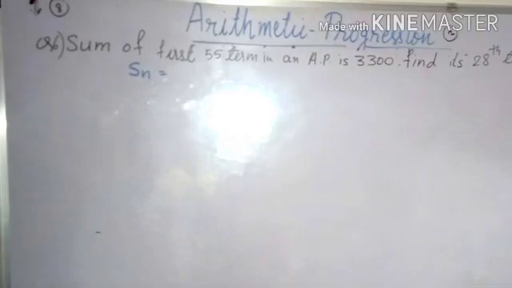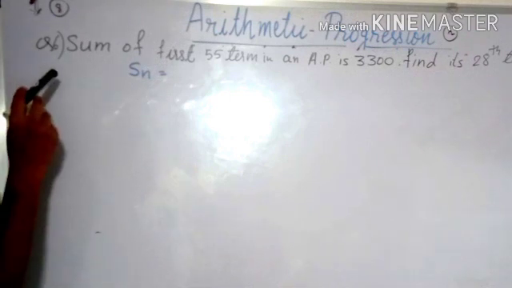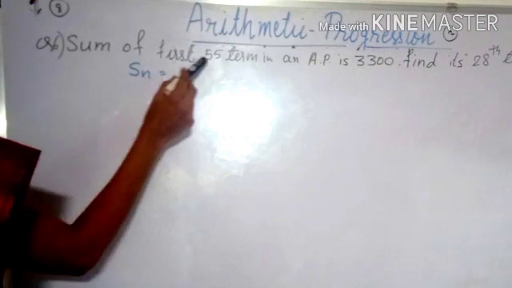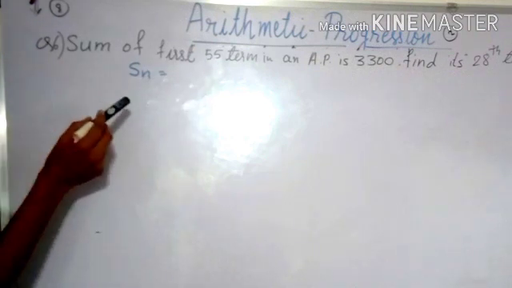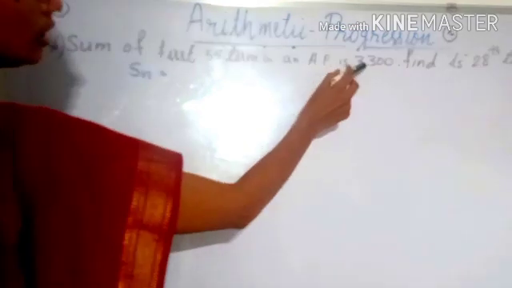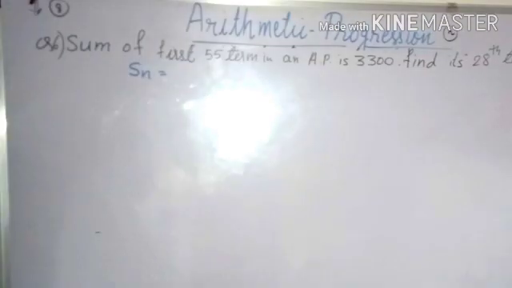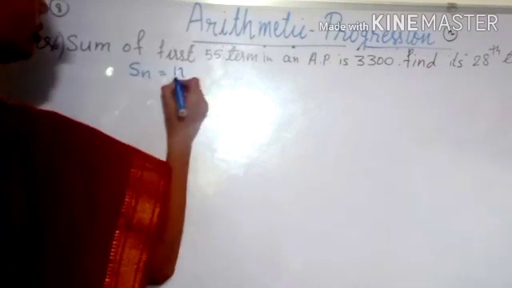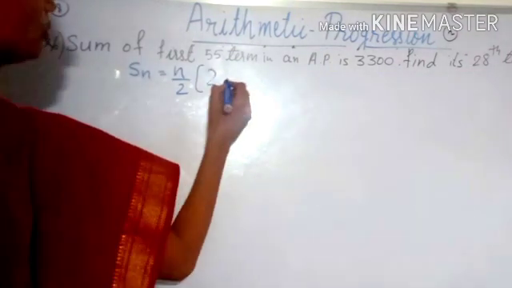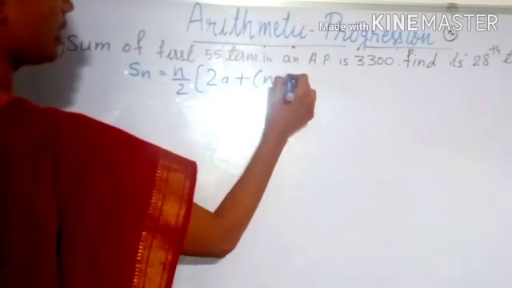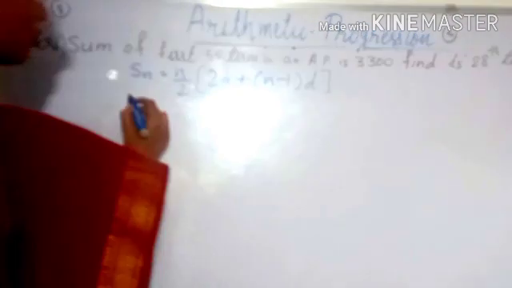Now see this, question number 6 of problem set 3.3. The sum of the first 55 terms in an AP is 3360. Find its 28th term. So the sum is there in the question, so we need the formula of Sn, and Sn is equal to n upon 2 in a bracket 2a plus (n minus 1)d. So this is the formula which we have to use.